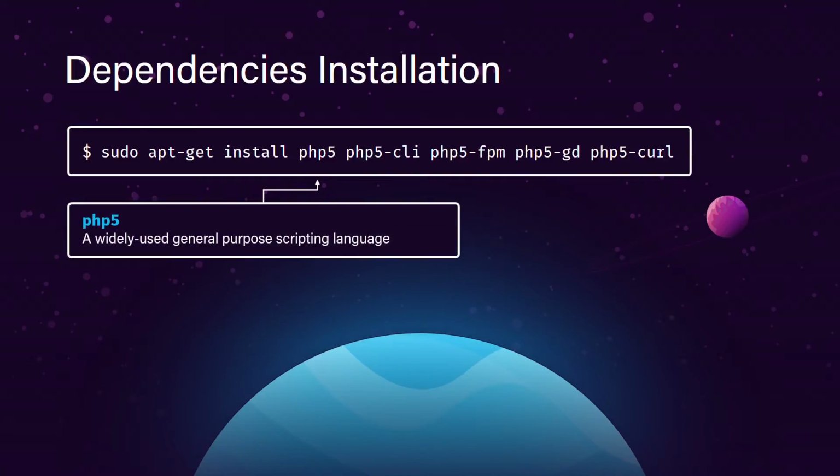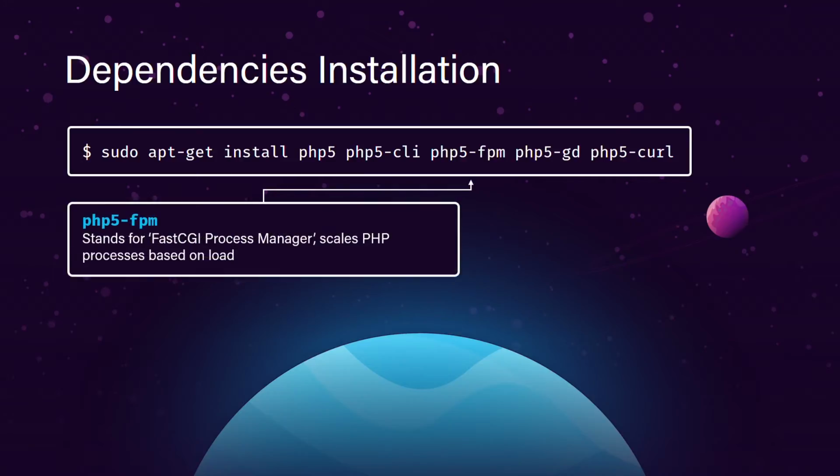So PHP, of course, is our language. This is what Grav uses. We need this, strangely enough. PHP CLI is a command line interpreter for PHP. This is super useful as it allows us to test out our PHP files using the command line. Then we have PHP FPM, which stands for FastCGI Process Manager. This scales PHP processes based on load from our web server, in this case nginx.